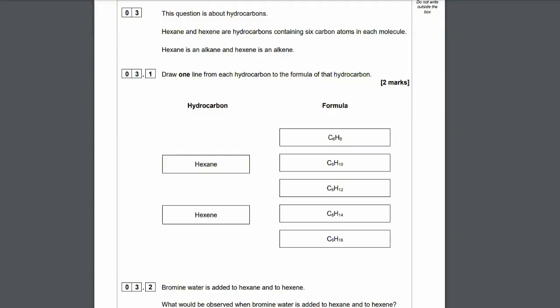Question 3 is about hydrocarbons. Hexane and hexene are hydrocarbons containing 6 carbons in each molecule. Hexane is an alkane and hexene is an alkene. Draw one line from the hydrocarbon to the formula of that hydrocarbon.